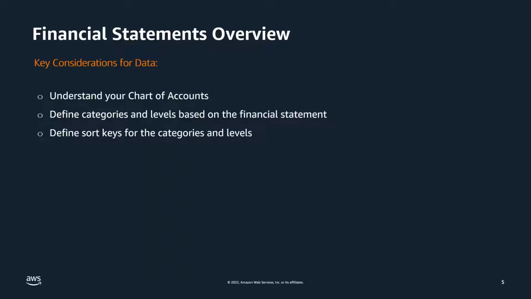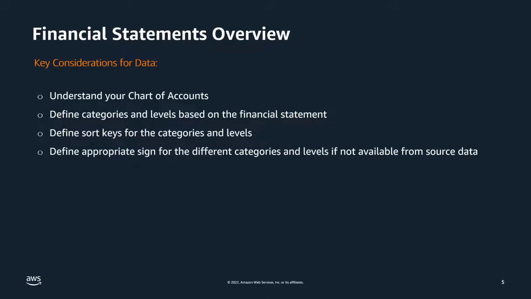If your reporting requires specific sorting, you need to define the sort keys for all the categories and levels as well, whether from the source system or as a part of the ETL process. Define a positive or negative sign for the levels, in most cases at the lowest level, which can be used in calculations to roll up the data appropriately. Like revenue is positive and expenses negative, so you want to take care of that using the proper signs.